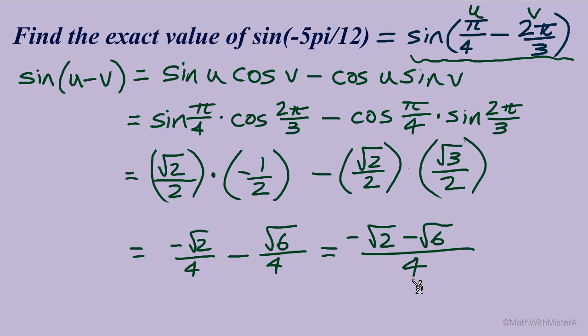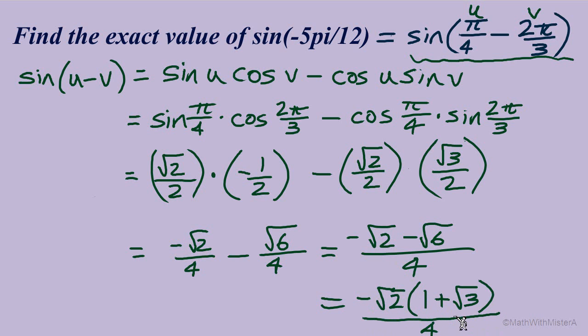This is a fine way to leave the answer, or we could see a common factor in these two terms in the numerator that we could factor out. So a few different ways we could write an answer. You could factor out a negative radical 2 to leave us with 1 plus radical 3, and this is still all over 4, but there's nothing else that we can do to simplify, to divide out any common factors from numerator and denominator. So here are two different expressions that represent the result, an exact value of sine of negative 5 pi over 12.